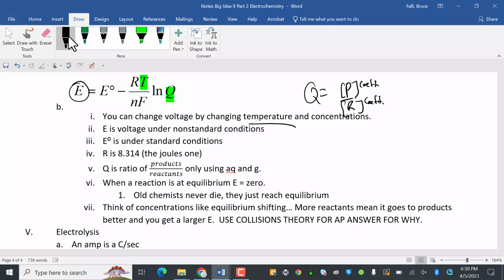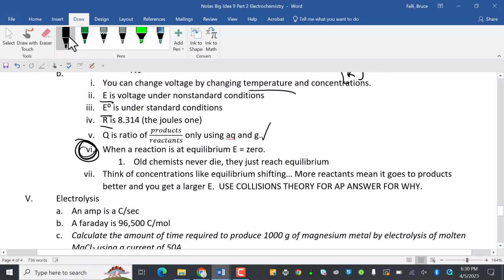So it won't be at equilibrium, okay? Just so you know, these are not equilibrium parts. E is the voltage under non-standard conditions. E naught is under standard conditions. We use 8.314 because we're using joules again. Q is that ratio. When a reaction is at equilibrium, this is important, E is 0, okay?